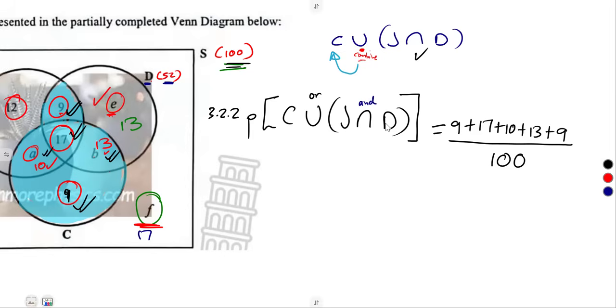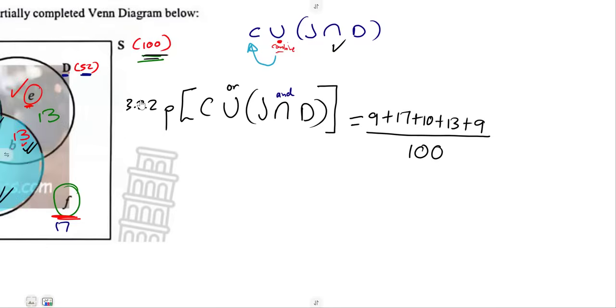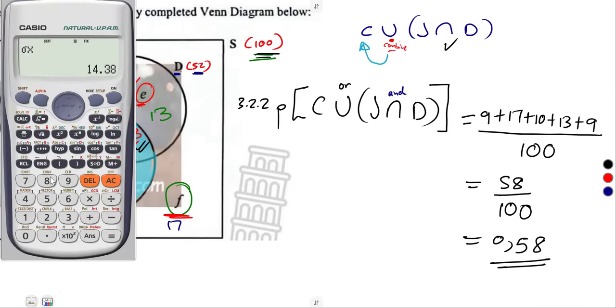So that was the equation. That was the part of our simplification. Locate where the elements are from your Venn diagram. Locate where they are found. If you can say, okay, these are the elements, then combine them together out of what is in the sample space. So that was going to give us a total of 58 over 100. As a decimal, that's 0.58. You can just divide on your calculator.